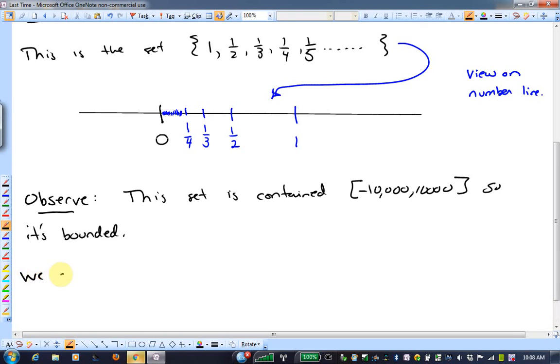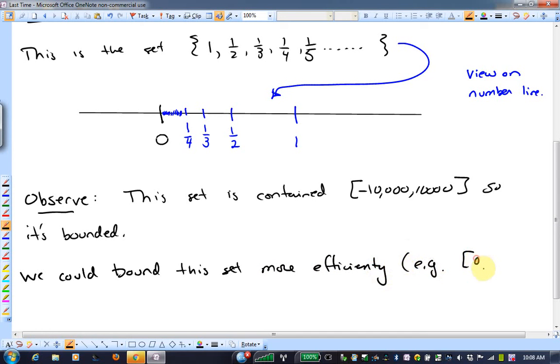We could bound this set more efficiently. E.g., how about using the interval from 0 to 1? But there's no need if all we want is to show the set is bounded.